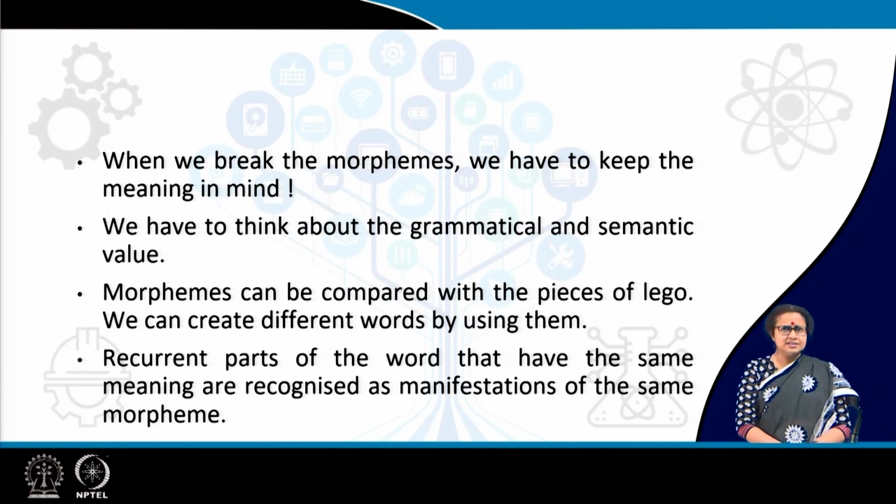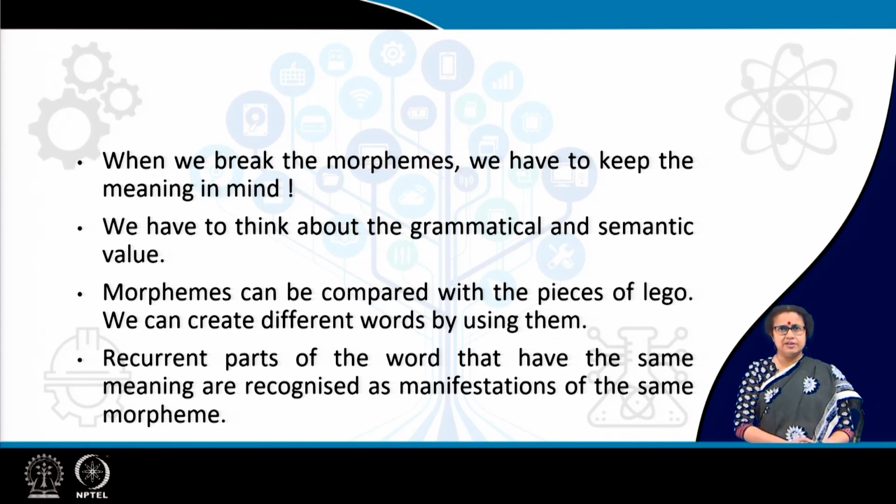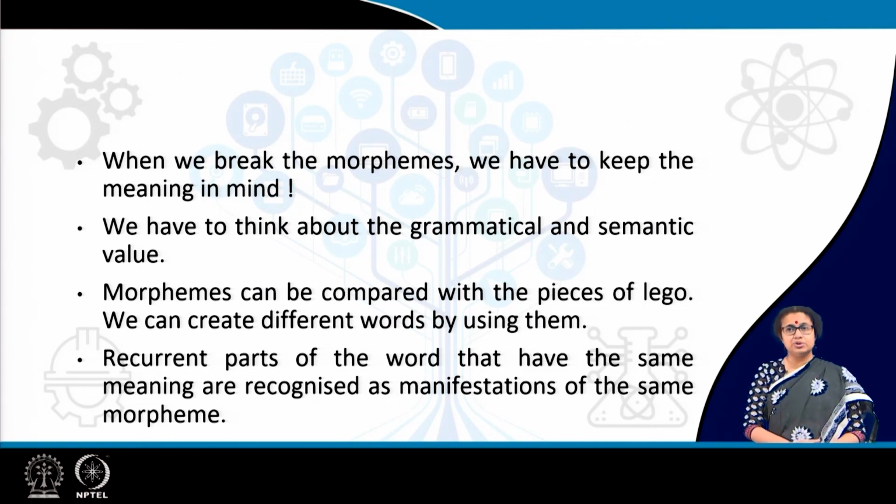So, when we break the morphemes, we have to keep the meaning in mind. Even in the previous class when we were breaking the words, first of all we were not randomly breaking them, we already talked about it. We were keeping some kind of rule in our mind, which is related to tacit knowledge again. So, here we have to keep the meaning component in mind, which is very important. We have to think about the grammatical and semantic value as understood from the definition as well.